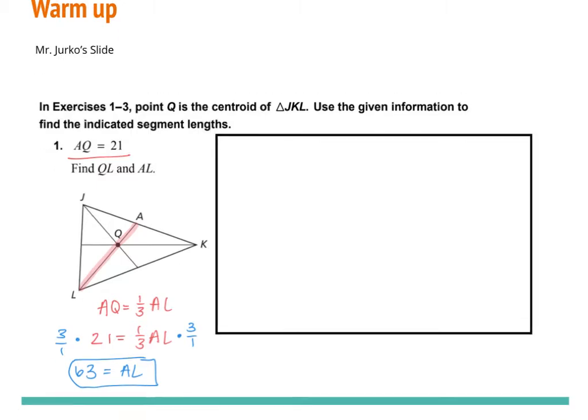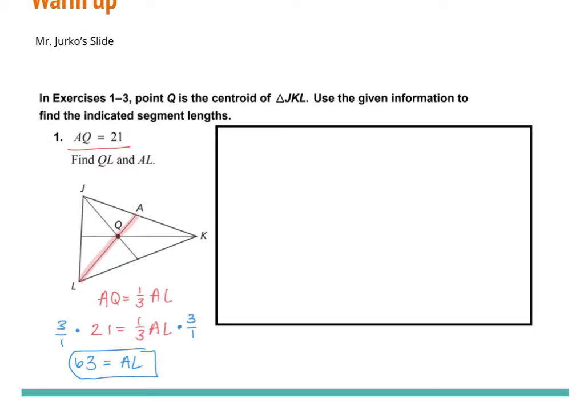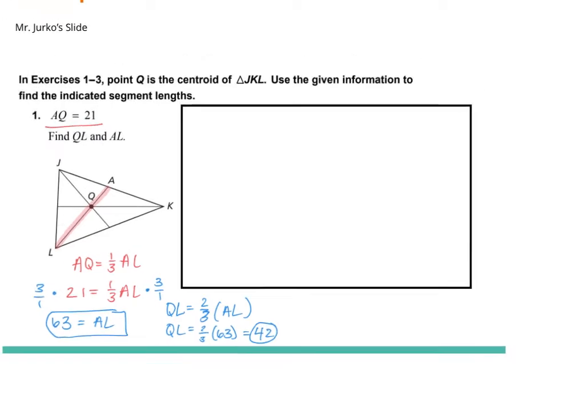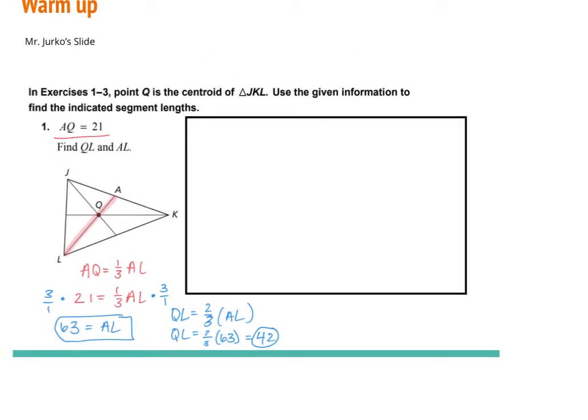And then from there, how do we find QL? There's 2 different ways we could do it. Times 2/3. Yeah, we can multiply AL by 2/3. So QL is going to be 2/3 times AL, which is 2/3 times 63, which is 42. Is that right? Did you guys get that? 42? Yeah, I got 42.